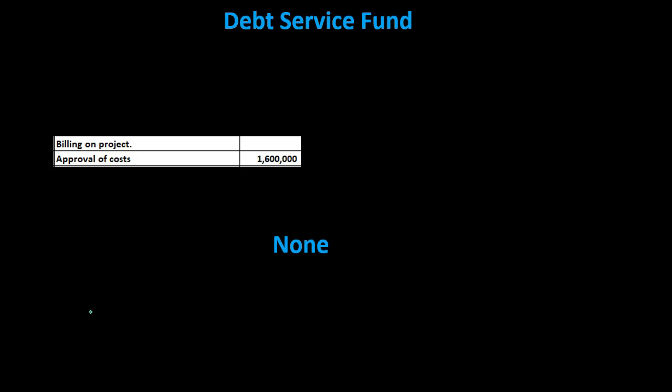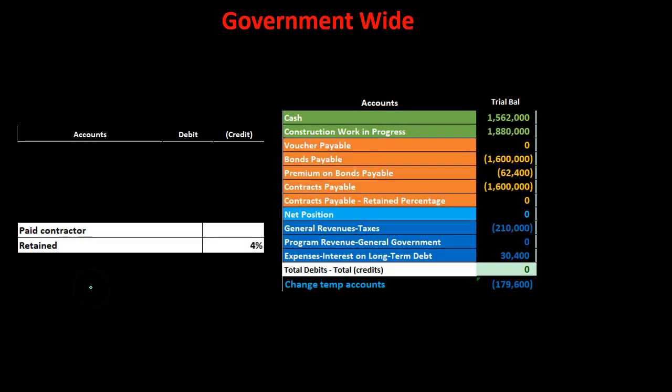Well, what about the debt service fund? Nothing's going to happen to the debt service fund. Nothing's going on with the debt. If we go back to the government-wide activity, next transaction, we're now going to pay the contractor. We have the contracts payable here that we have to pay. We're going to pay it now, but we're going to retain 4%.